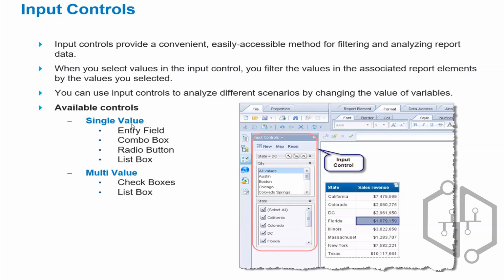These are the controls that we have. If you want a single value filter, these are the options: entry field, where we can manually enter a value, combo box, radio button, or list box. These are the options for single value selection. And if we want multi-value selection, check boxes or list box. These are the options for input control. If you see here, for this block, state is given as an input control, and city is also given as an input control, so we can control in that way.